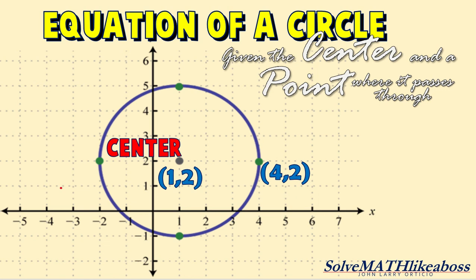Madaling ma-derive ang equation ng circle kapag ang given natin ay yung center at yung radius ng circle. So, ibig sabihin, diretso ka na agad sa pag-derive. Now, what if ang given natin ay center pa rin naman ng circle, pero hindi na binigay ang radius? Ang binigay ay yung point kung saan nagpa-pass through yung circle. Yan. So, paano yung gagawin natin?